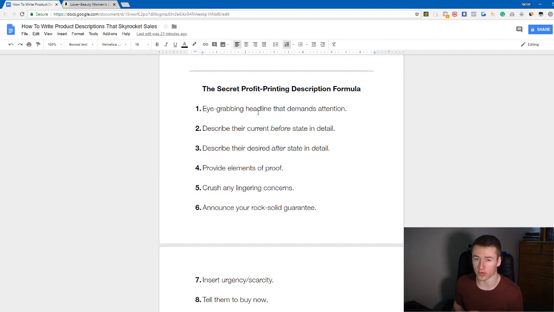So the secret profit printing description formula, right? So why is this formula so good? Because this formula harnesses the power of direct response marketing principles. These marketing principles aren't some fad. They're not some trend or some secret tactic, even though secret is in the title. This description formula is based on psychology.